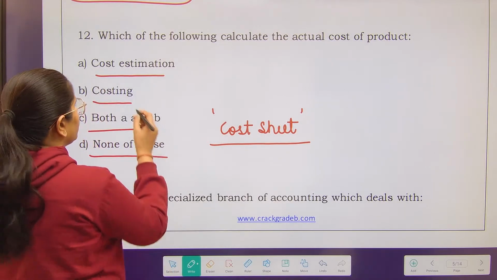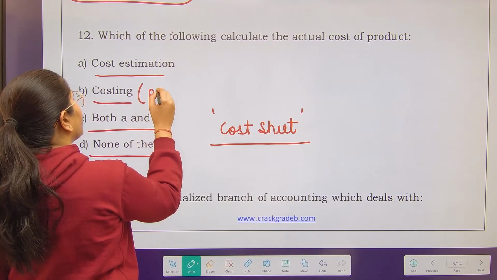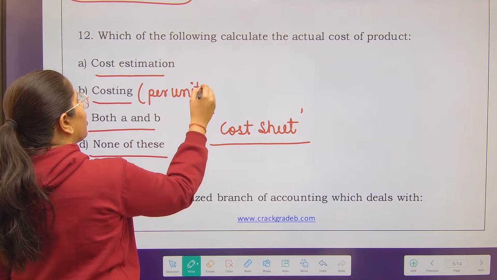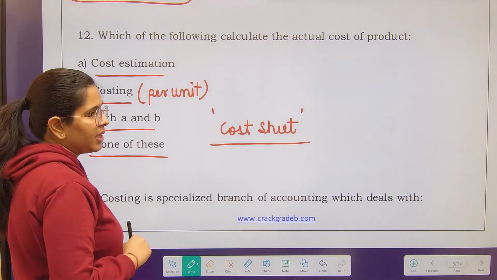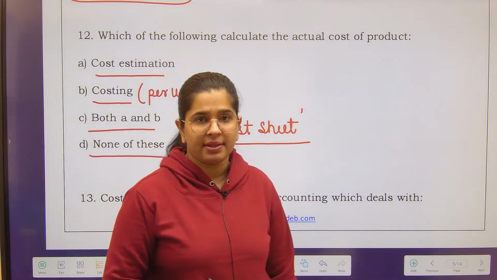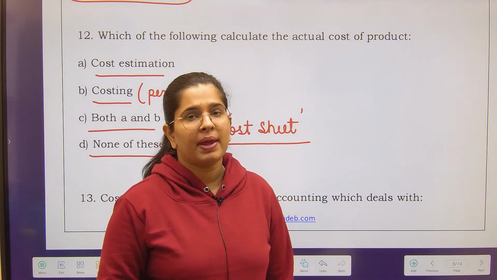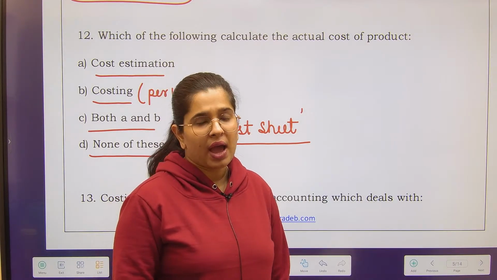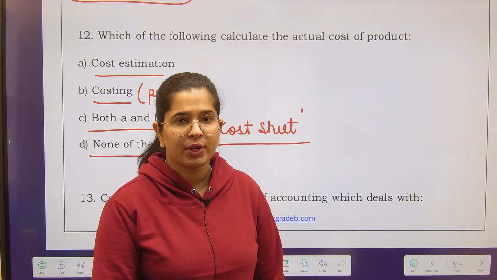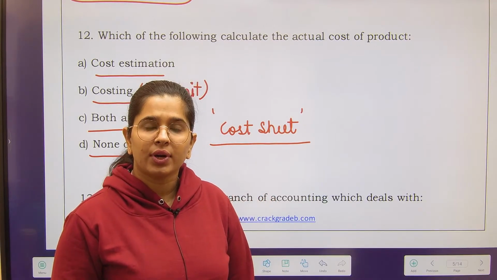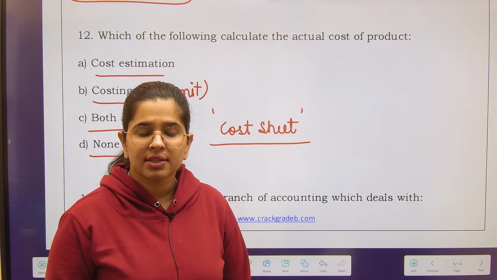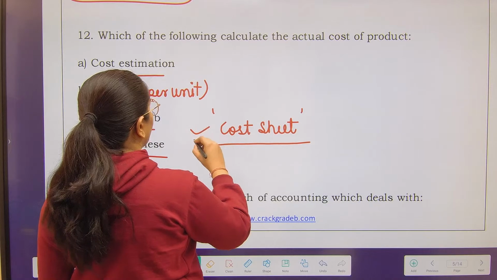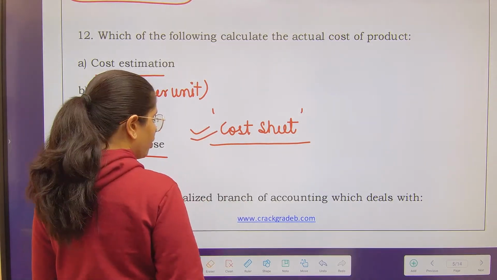Costing means what? Costing is a per unit thing. What is the cost per unit that has been incurred? I sell pens. So in the production of a pen, I would like to know how much cost I have to incur in order to manufacture 1 unit of pen. That is the concern of costing. But the actual and total cost is written in the cost sheet. So the answer here will be none of these.